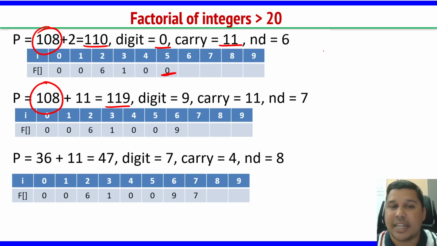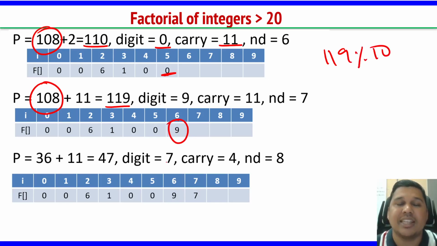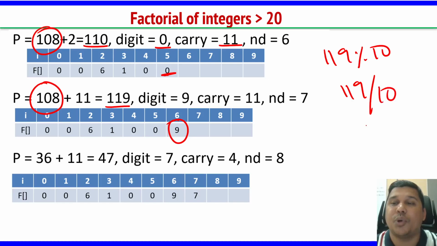Digit means that number, that result 119 modulo 10 you do, that remainder you place in the f array, and that you divide and you get the carry. 119 divided by 10, you will get 11. Let 11 be the carry.